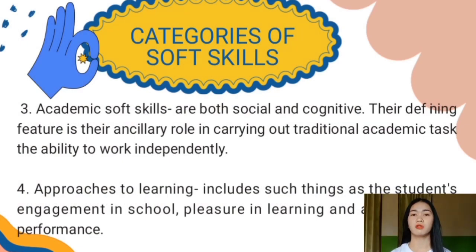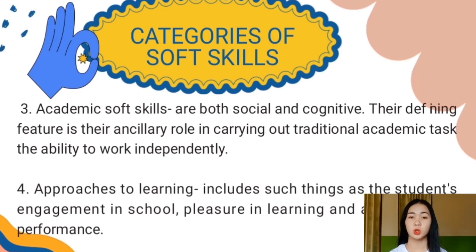In continuation of categories of soft skills, the third is academic soft skills, which are both social and cognitive. Their defining feature is their ancillary role in carrying out traditional academic tasks, such as the ability to work independently. Sample soft skills include leadership, teamwork, communication, flexibility, and work ethic. Soft skills are not unique to a certain industry or discipline. These skills can be transferred from industry to industry.